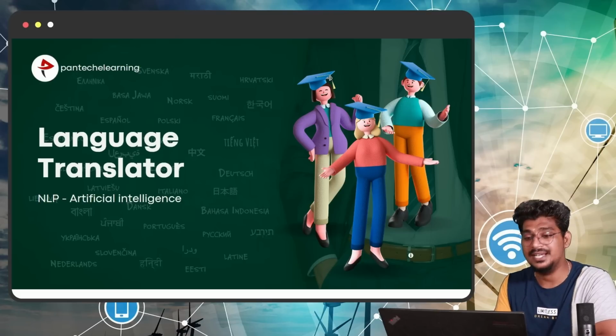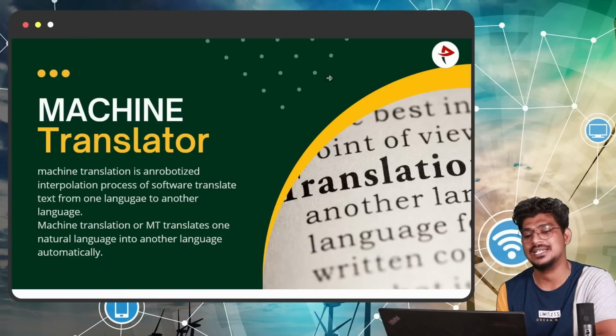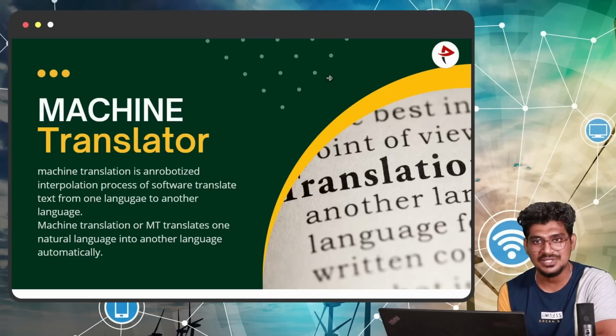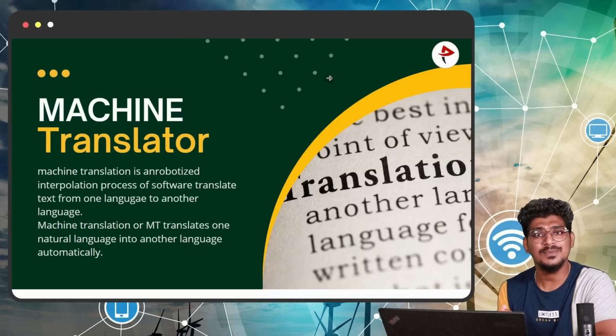Okay, so without delay, I am going to enter the topic. The first one: what is machine translation? Machine translation is an automated process of software to translate text from one language into another language. For example, English to Tamil, English to Malayalam, English to Telugu, English to Hindi, whatever it is, and English to French, English to Chinese, Japanese, like that. We can translate any language. Machine translation converts one natural language into another natural language automatically.